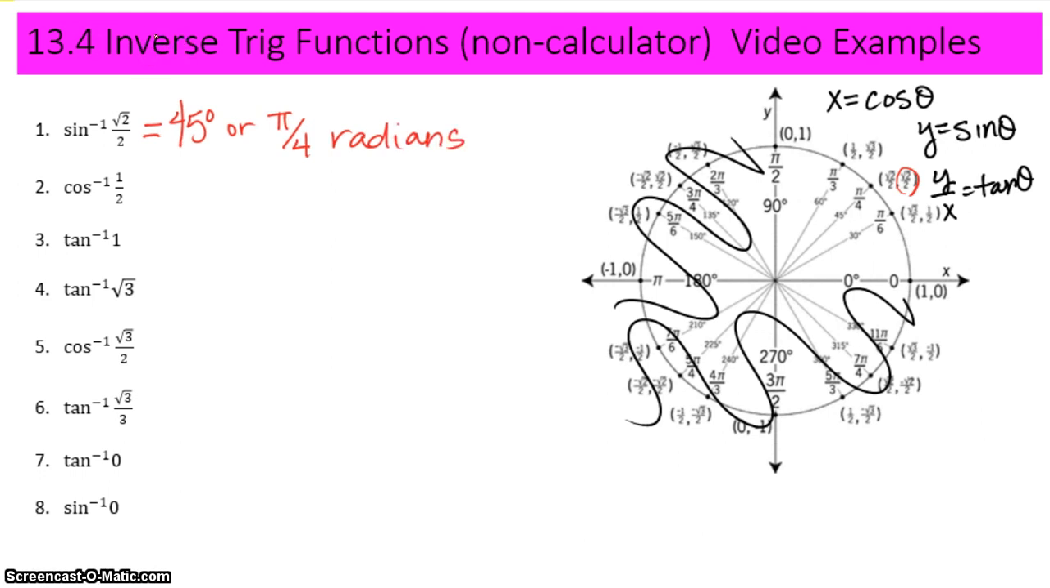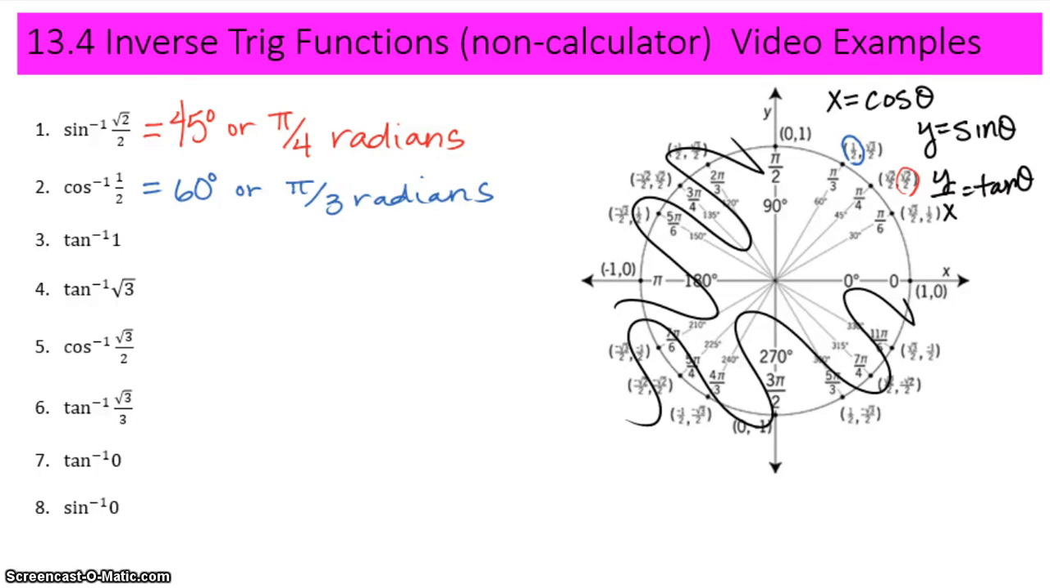Okay, so inverse cosine of 1/2. Change up colors here. Inverse cosine of 1/2. Cosine is x. So we look over here, we find which x is 1/2. There it is. So that's 60 degrees or pi over 3 radians. Still pretty easy until, unfortunately, we get to tangent, because tangent's not very simply put onto our unit circle.